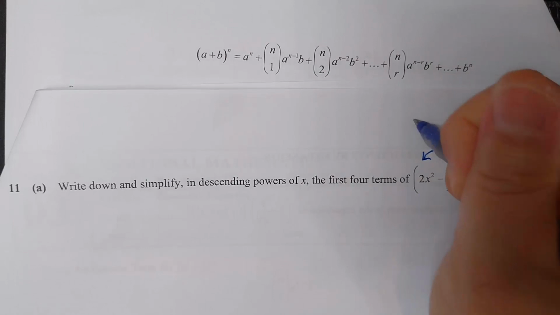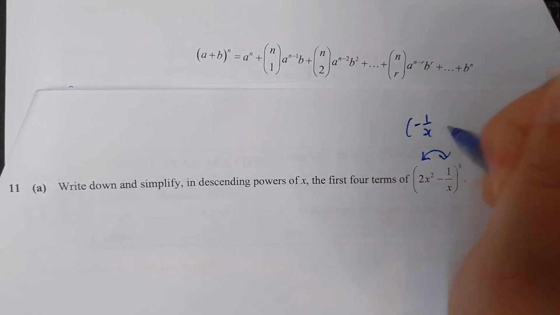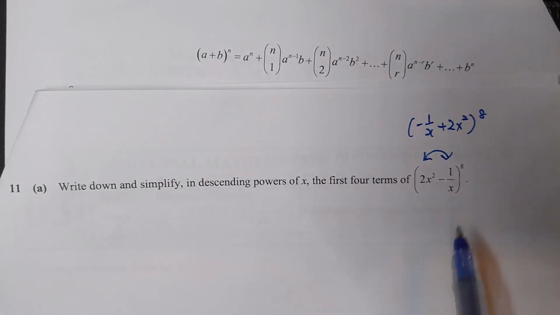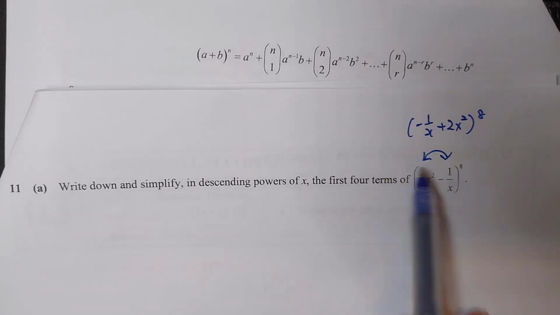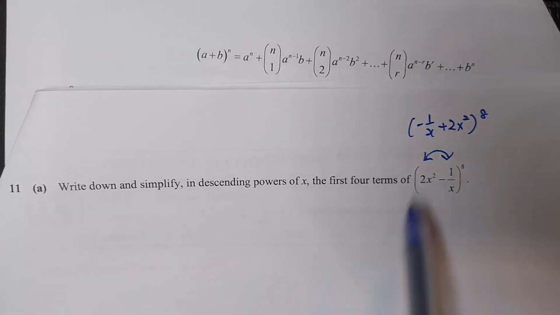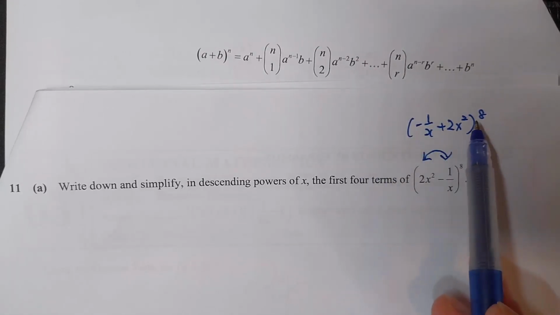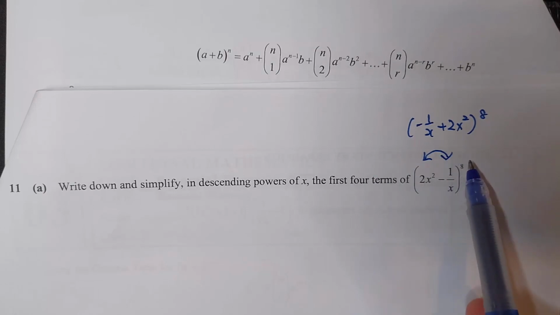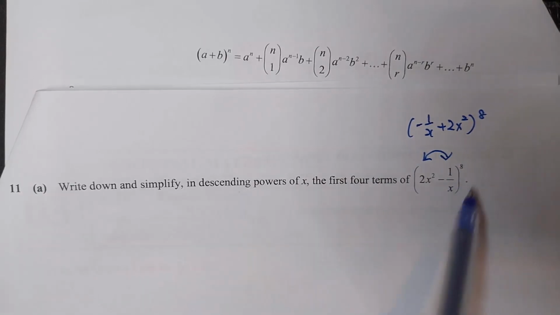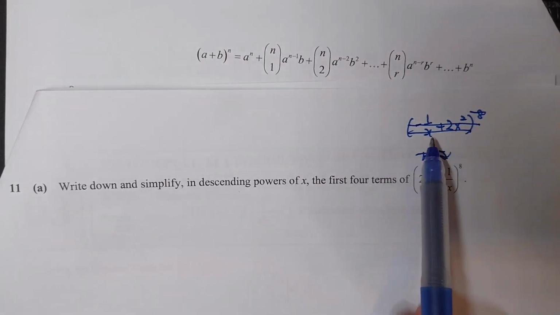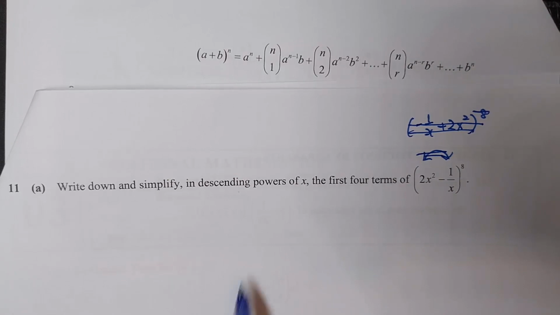All you need to do is to swap these two values around. So you have minus 1 over x plus 2x squared to the power of 8. And the order will change. So later you realize that this is actually in descending order when you expand it. If you write it in this manner and you expand this, it will be the opposite, which is the ascending order. So let's try this first. Let's ignore this. We will only swap it if you realize that it is not in the right order as the questions stated.